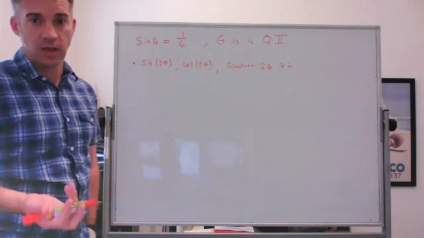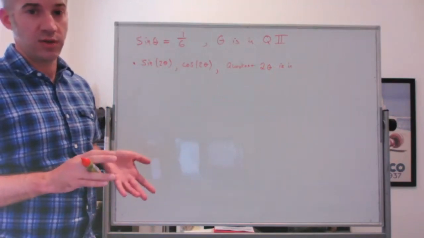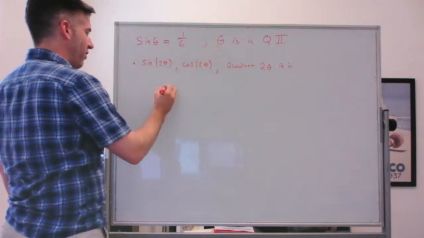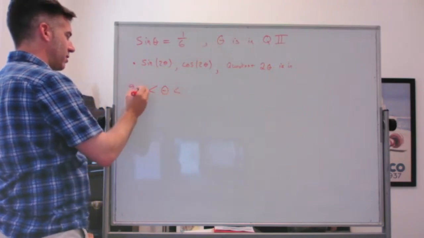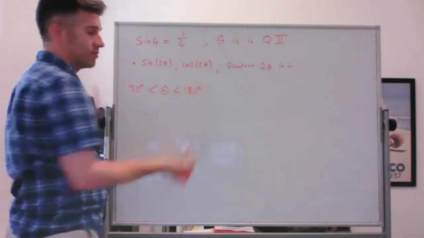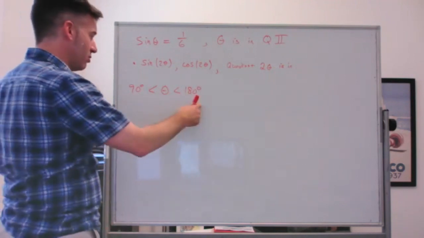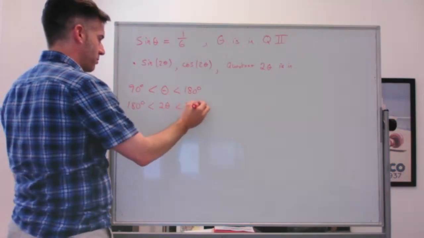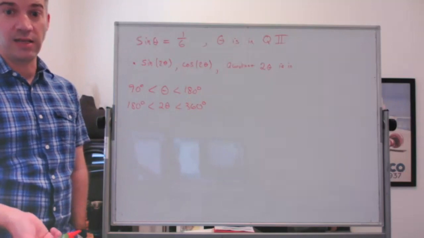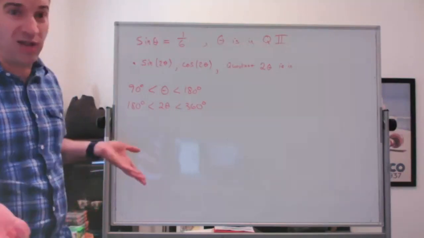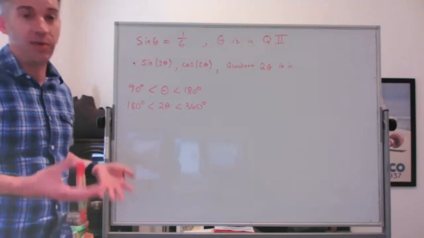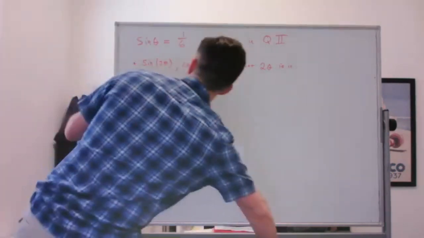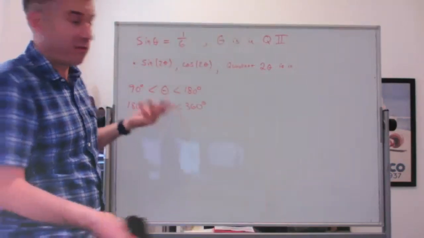I should mention, you can narrow down what quadrant 2 theta is in, but you can't know for sure without doing more work. If theta is in quadrant 2, that means we know that theta is between 90 degrees and 180 degrees. And if we multiply everything by 2, we know that 2 theta is between 180 degrees and 360 degrees. But that means it could be in quadrant 3 or it could be in quadrant 4. And we don't have enough information without figuring out whether these are positive or negative to figure it out. Well, since we know we're in quadrant 3 or 4, we know that sine is going to be negative.